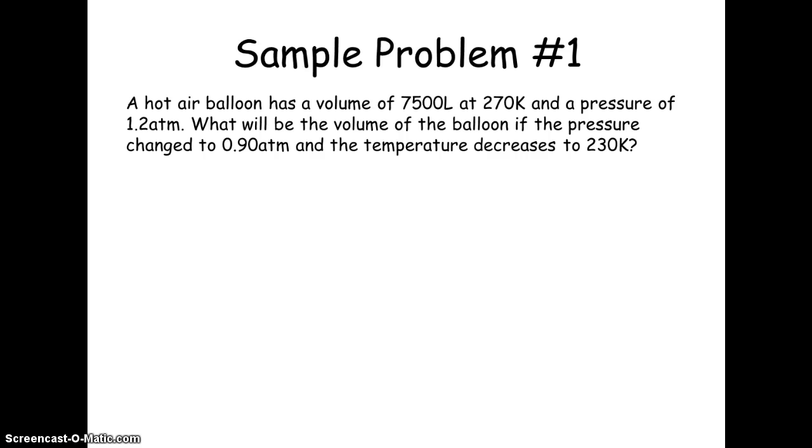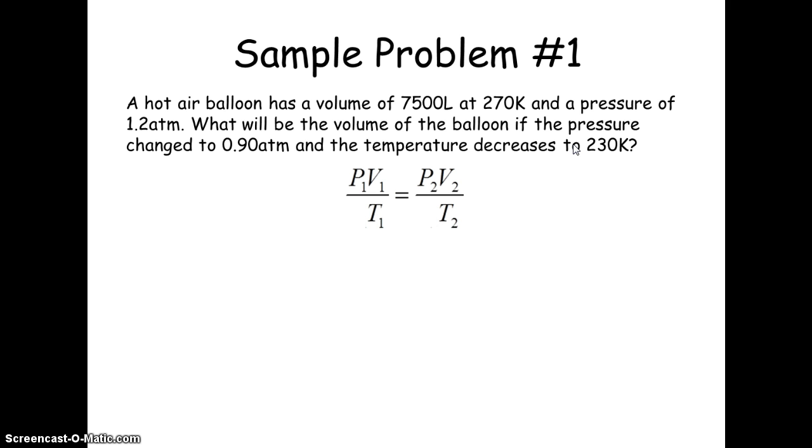We know that we have a volume of 7,500 liters, temperature of 270 Kelvin, and a pressure of 1.2 atm. So we want to use this equation. We already know P1, V1, and T1. We want to say what's going to be the volume of the balloon if pressure drops to 0.90 atmospheres and the temperature decreases to 230 Kelvin.